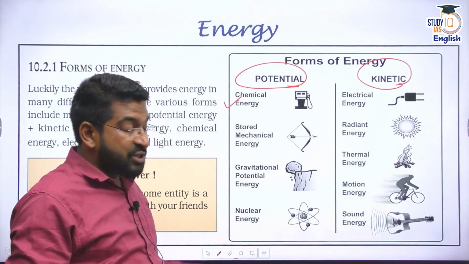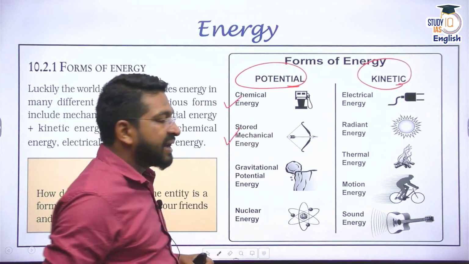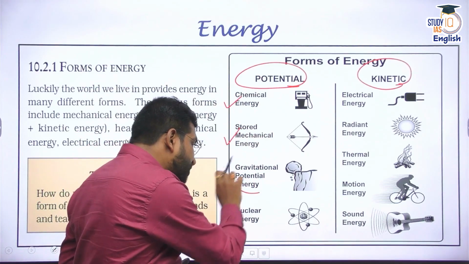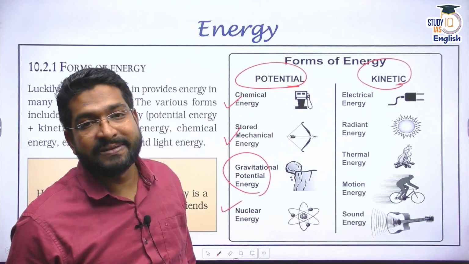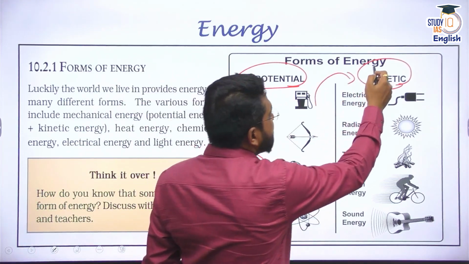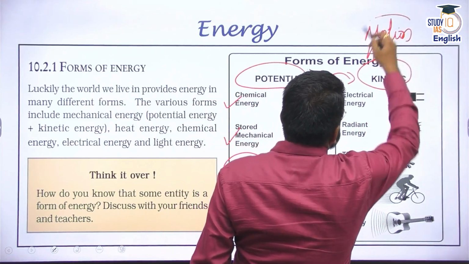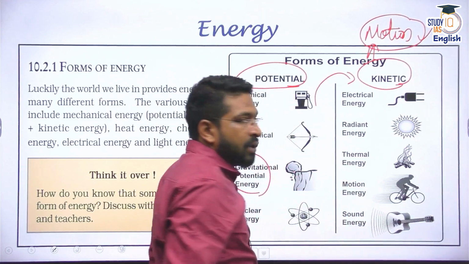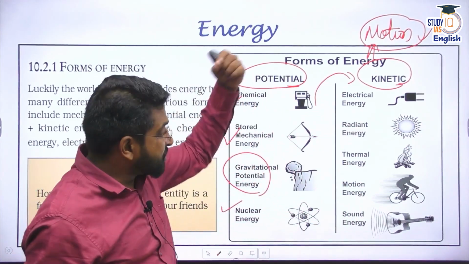Stored mechanical energy, for example, a spring or a bow, is an example of stored mechanical energy. The gravitational potential energy, nuclear energy, all these are examples of potential energies. There's one more classification: kinetic energy. Kinetic means something which is in motion, something which is moving. So electrical energy is an example of kinetic energy because electrons are moving.